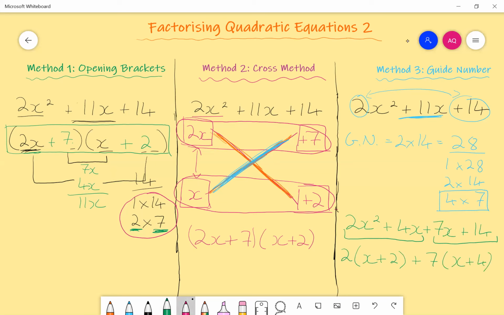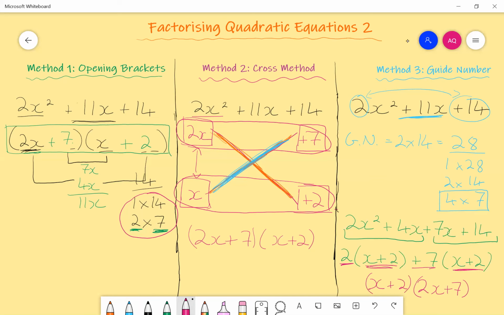Now what we can do with this is we see the brackets match. Well, they should match, otherwise we've made a mistake there. That should be x plus 2. So the brackets should match, and then that will give us x plus 2 as our first bracket, and then the remaining numbers, 2x plus 7, as our second bracket. So we get the same answer either way, whichever way we do it, obviously, but just different ways of looking at it.